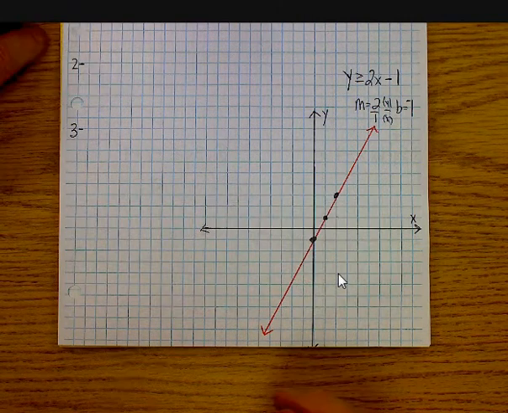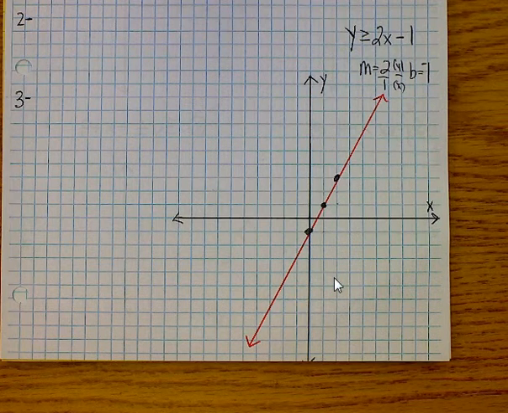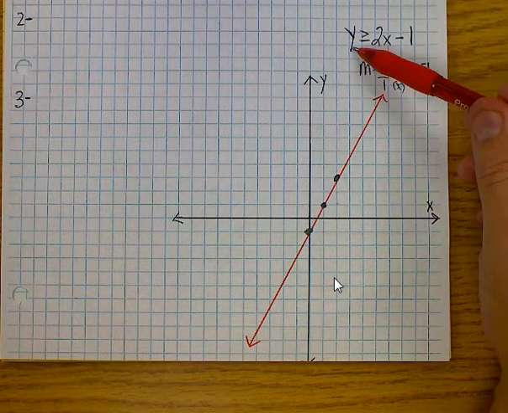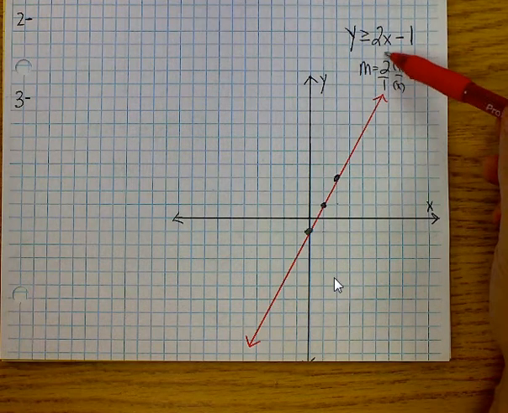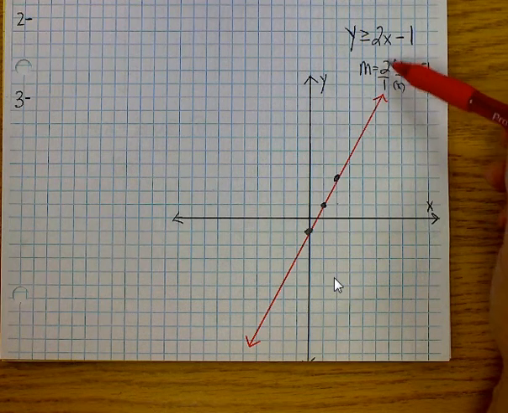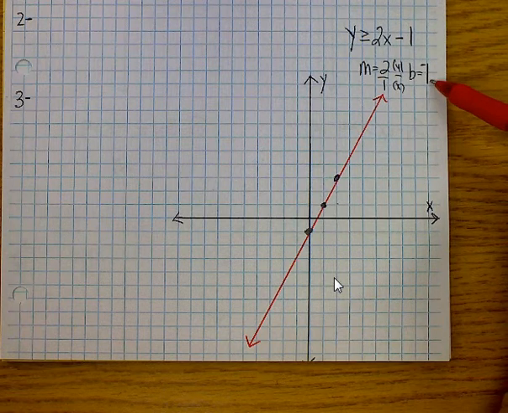Okay, here's a quick recap on how to graph inequalities, linear inequalities. So you start with your equation. You want to solve for y. Y in this case is already solved for. The number in front of x, that's your slope, so that's going to be 2 over 1. And the number that's left over, that's your y-intercept, so that's a negative 1.